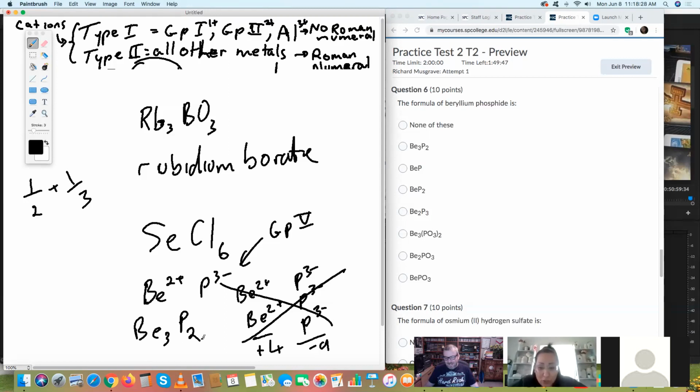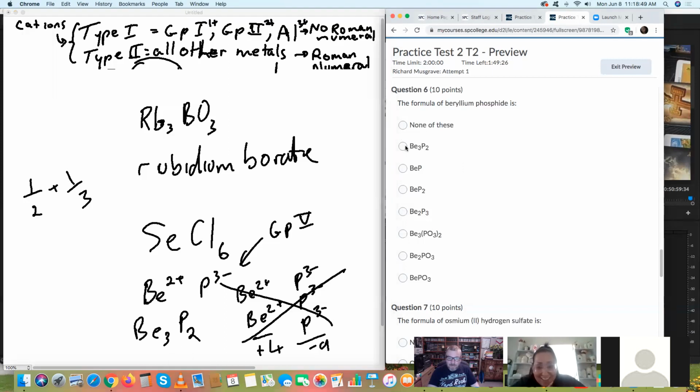Okay. So now still focusing on how you would display your answer. It would be the Be. Is the answer not on this page? It is. No, it's there. There it is. Be3P2.